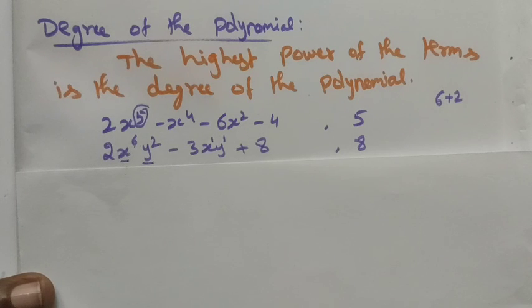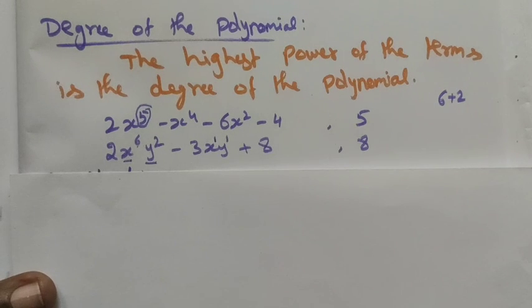8. So how many variables are there? You have to add the variables' powers, that is the exponents, and that is the degree of the polynomial. And the standard form of the polynomial is always either in ascending order, that is the variable's power in ascending order, or in descending order. That is the standard form of the polynomial.